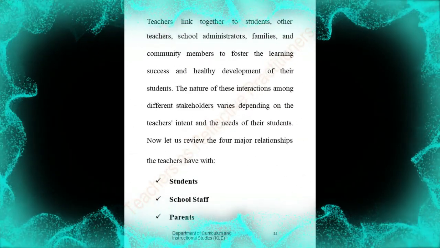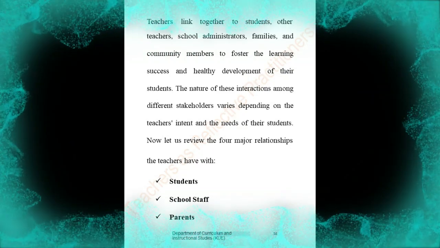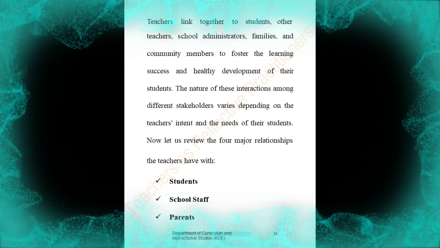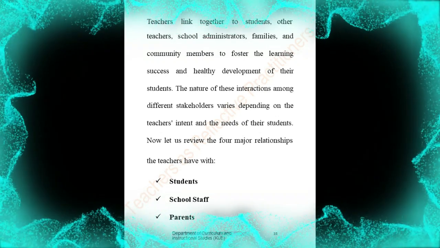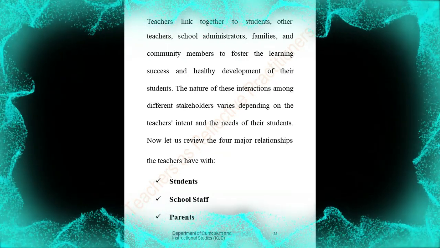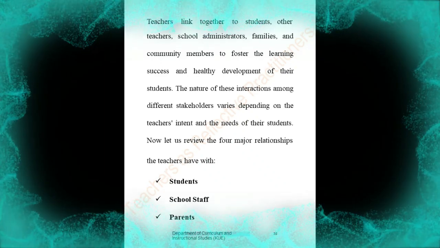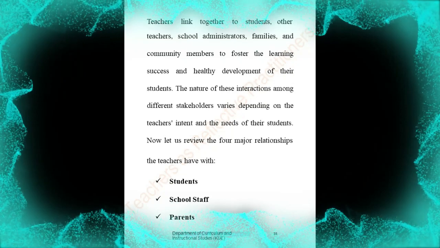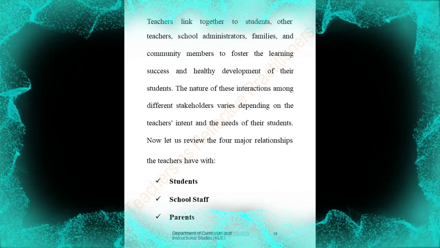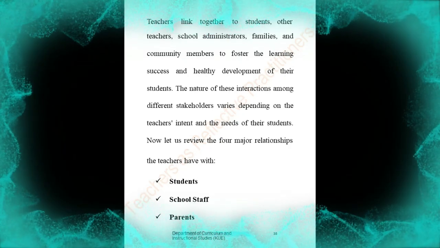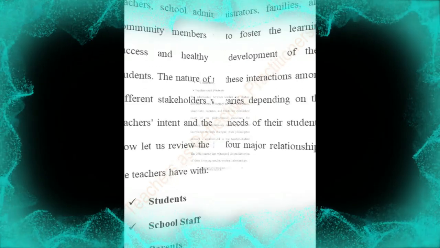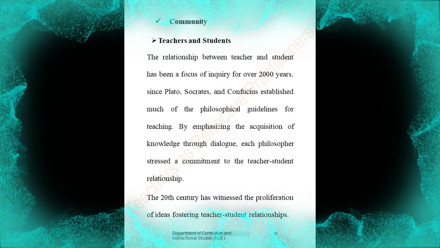Teachers link together with students, other teachers, school administrators, families, and community members to foster the learning success and healthy development of their students. The nature of these interactions among different stakeholders varies depending on the teacher's intent and the needs of their students. Now let us review the four major relationships that teachers have with students, school staff, parents, and community. Teachers and students.